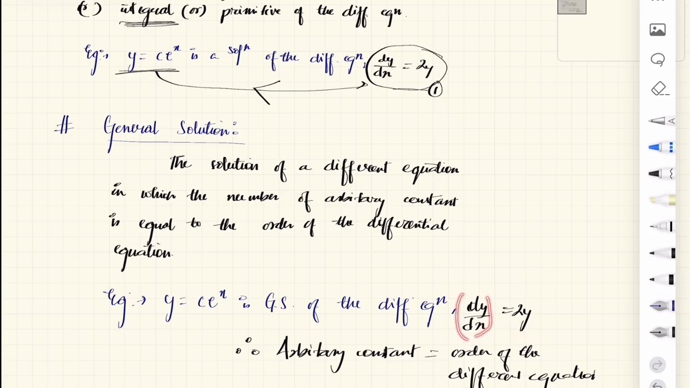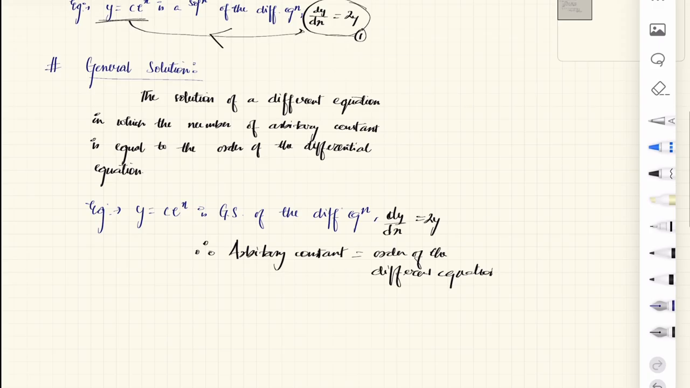The order of this differential equation is only 1, right? It's only the first derivative, so that means the order is 1. So when we get this solution, the arbitrary constant is only 1. There are not any 2 arbitrary constants. It's only 1 constant. That's why it is called a general solution. Okay, so let's see another solution also.